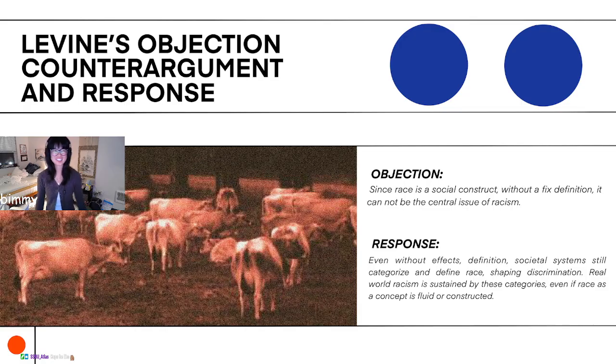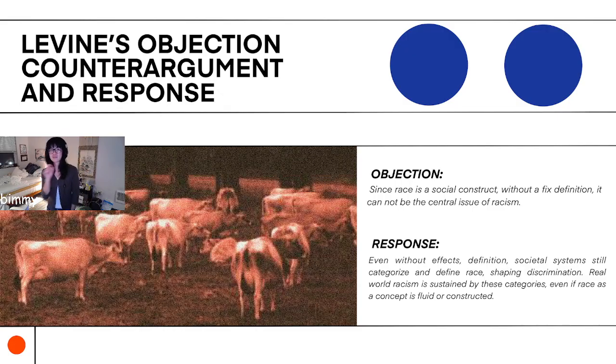Levine's objection, counter-argument, and response. If he responded, he'd probably say something like, since race is a social construct without a fixed definition, it cannot be the central issue of racism. Okay, but if that's the case, then even without fixed definitions, societal systems can still categorize and define race, shaping discrimination.